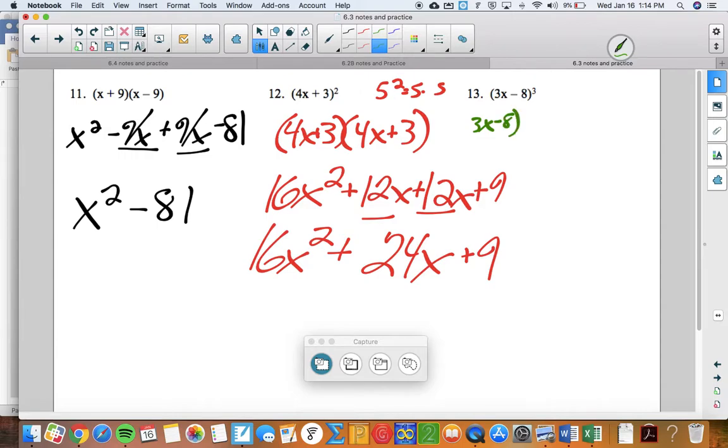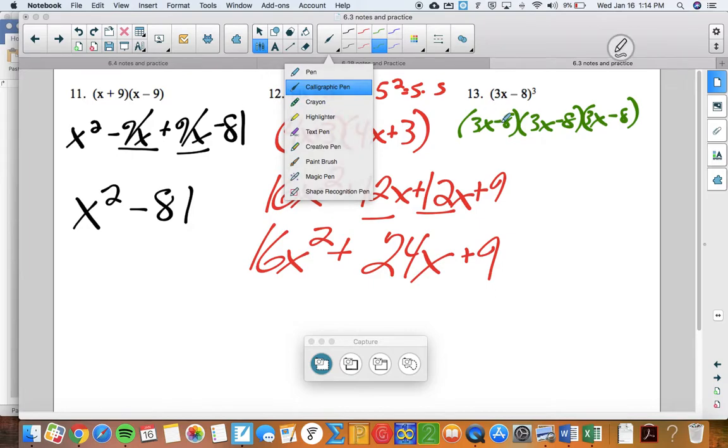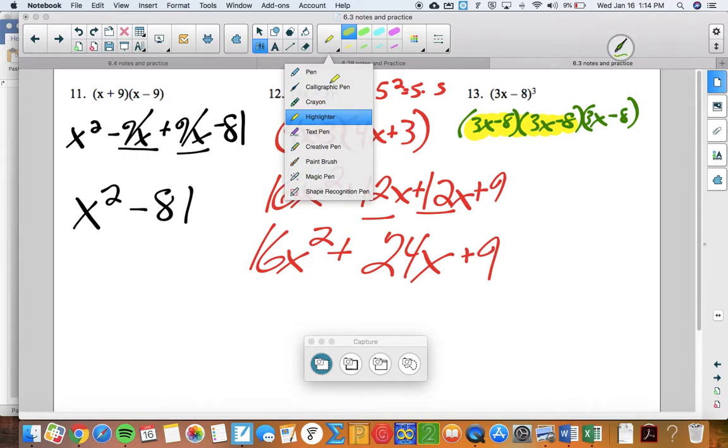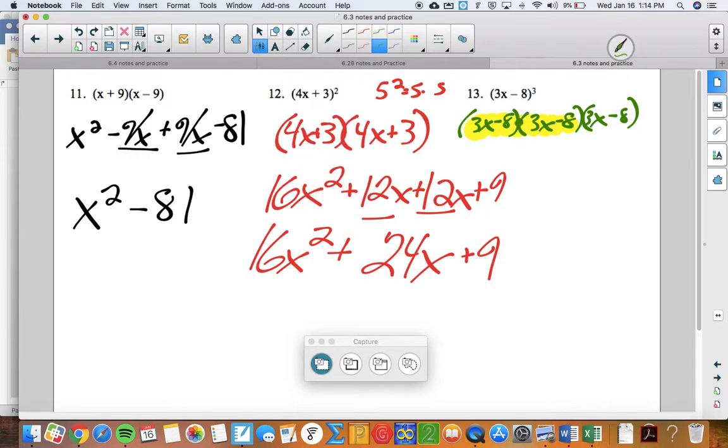Now we have 3x minus 8 times itself how many times? Not 2, but 3. Now when you do that, 3x minus 8, just multiply one binomial with another binomial initially. So there is no fast way of doing this. You just take it one multiplication step at a time. The first binomial times the second binomial. So I get 9x squared minus 24x minus 24x positive 64.